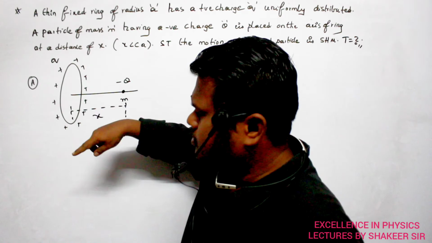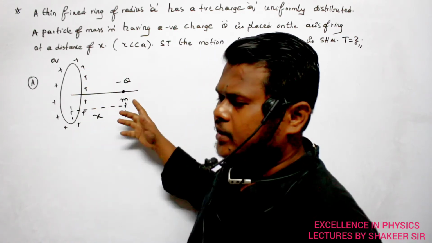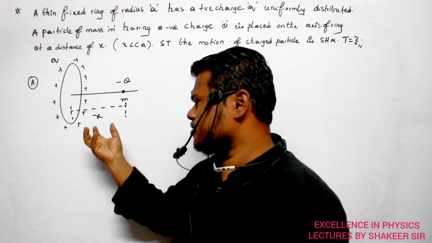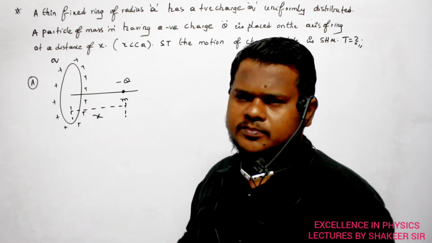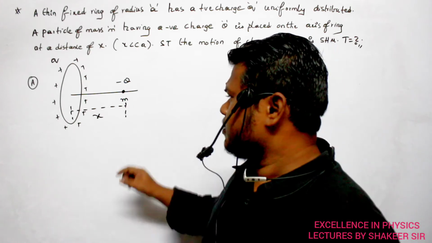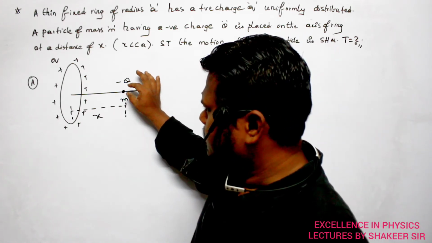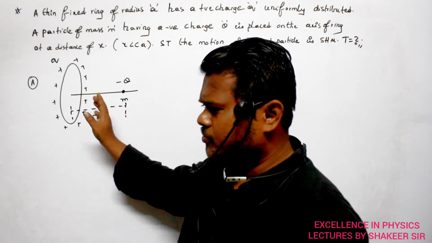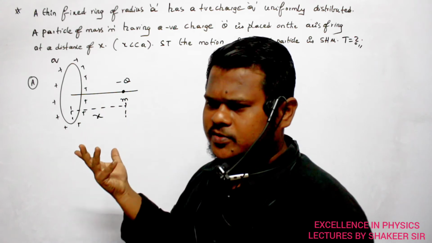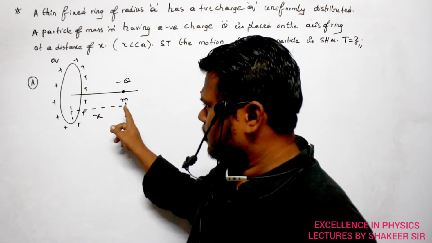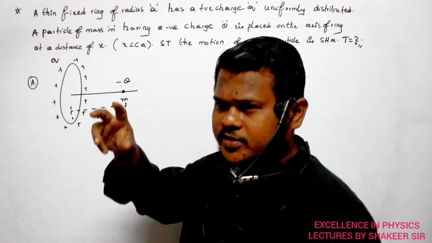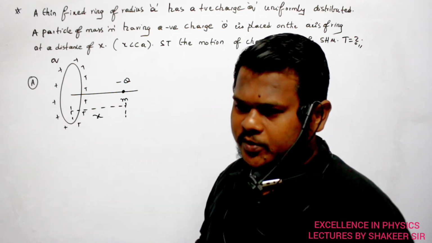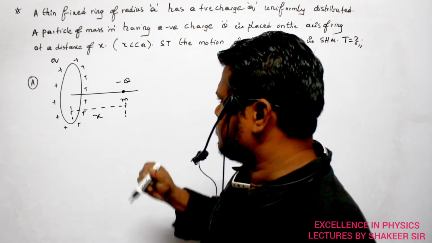So this is the total positive charge, and this one is a negative charge. And the ring is fixed here. The ring is not movable. It is held by some stand. So if I release this negative charge, it will experience a force of attraction. As it approaches this ring, the force of attraction also will increase. And when it is at the center of the ring, the force of attraction will be maximum because the distance is minimum.